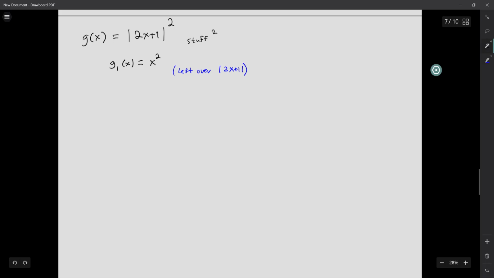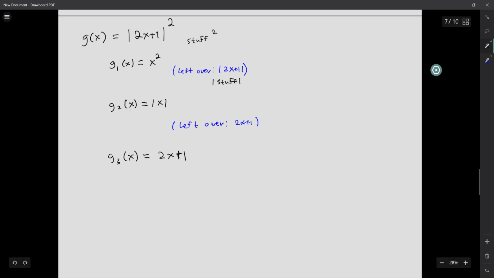Well, my next function as I work in, here I've got the absolute value of some stuff. So that'll be my next function, g2 of x will be the absolute value of x. But I'm still not done because I still have stuff on the inside, but what's left over is pretty simple. It's just 2x plus 1. So that'll be my third function. g3 of x is equal to, let's see, 2x plus 1.